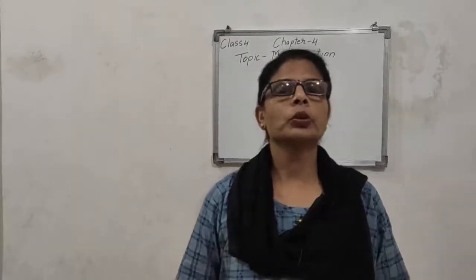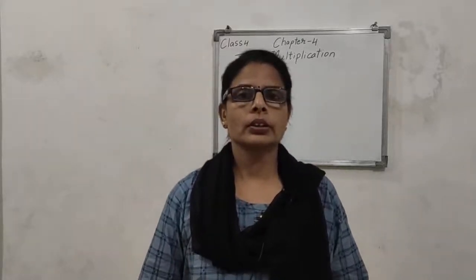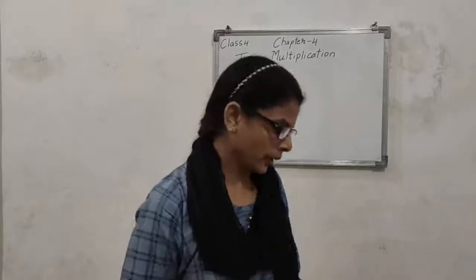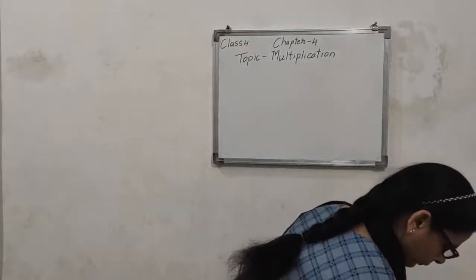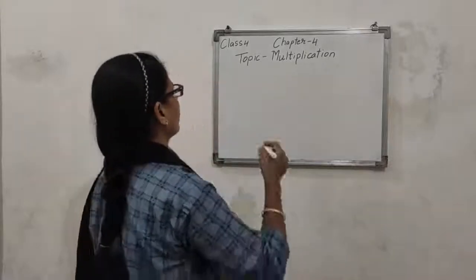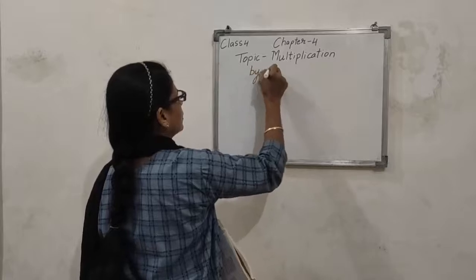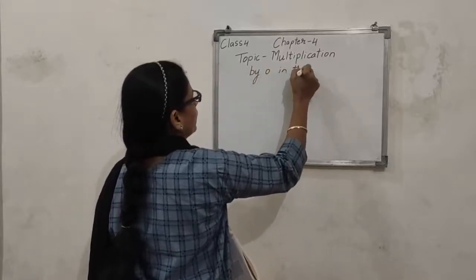Now today we'll do multiplication with 0 in the multiplier. For example, multiplication by 0 in the multiplier.